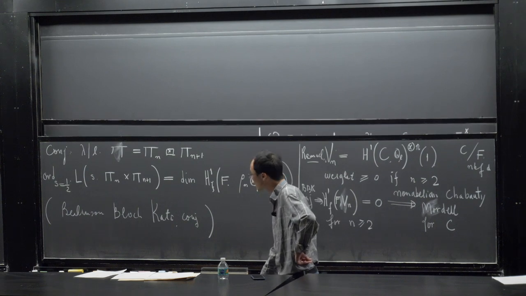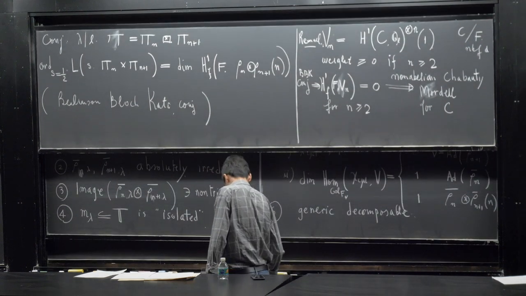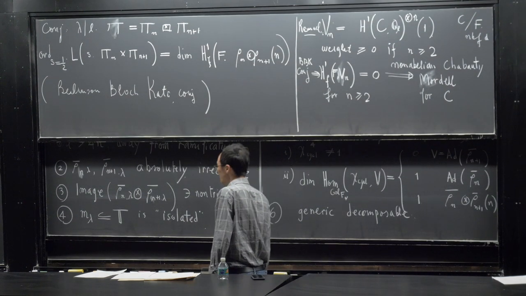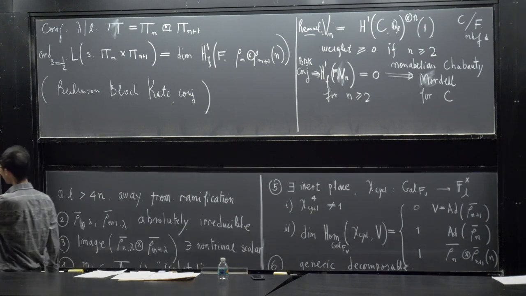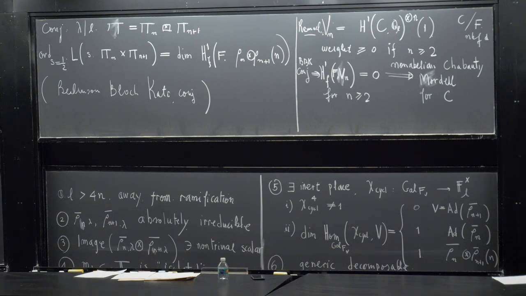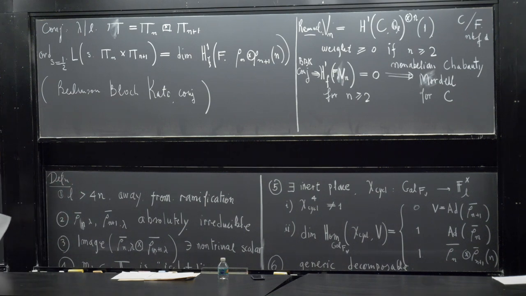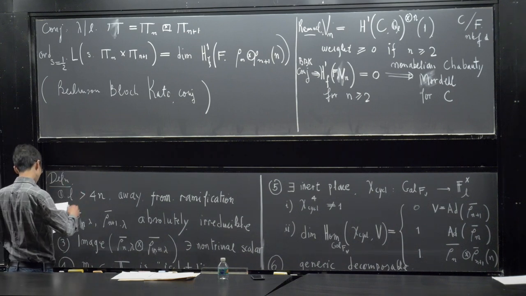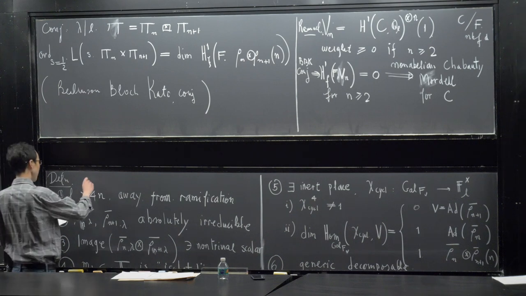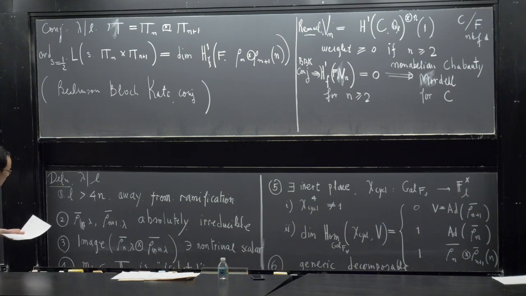So now let me state our result. For that, I have to give a very technical definition, which is hidden here. I have to choose a place L. This definition involves, for the given prime, I assume this prime, this place lambda, satisfies the following conditions.